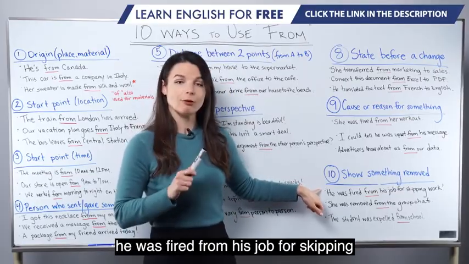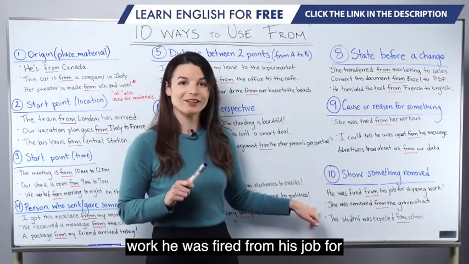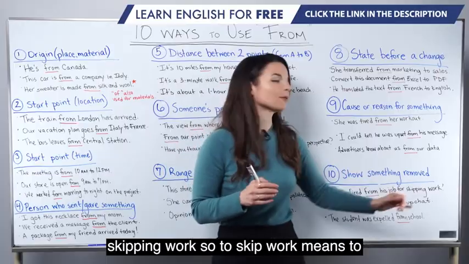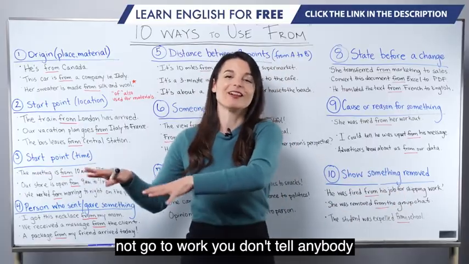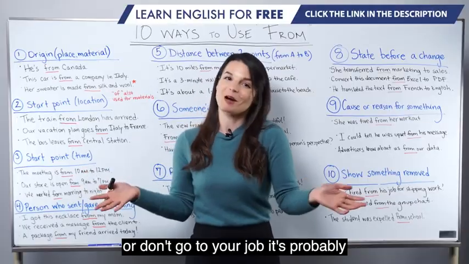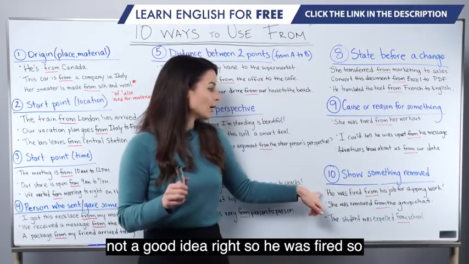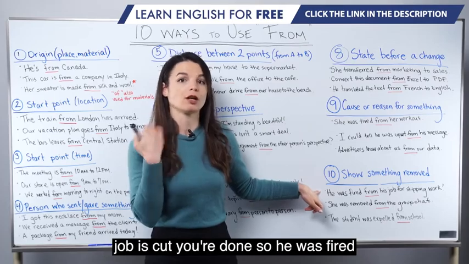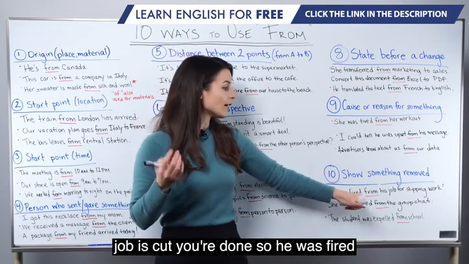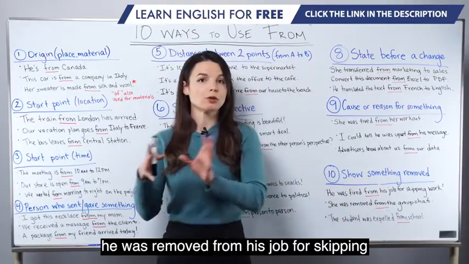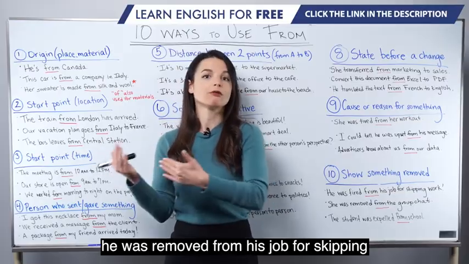He was fired from his job for skipping work. So to skip work means to not go to work. You don't tell anybody anything. You just don't go to the office or don't go to your job. It's probably not a good idea, right? So he was fired. So to be fired means you lose your job. Your job is cut. You're done. So he was fired from his job. So in this case, this means he was removed from his job for skipping work.